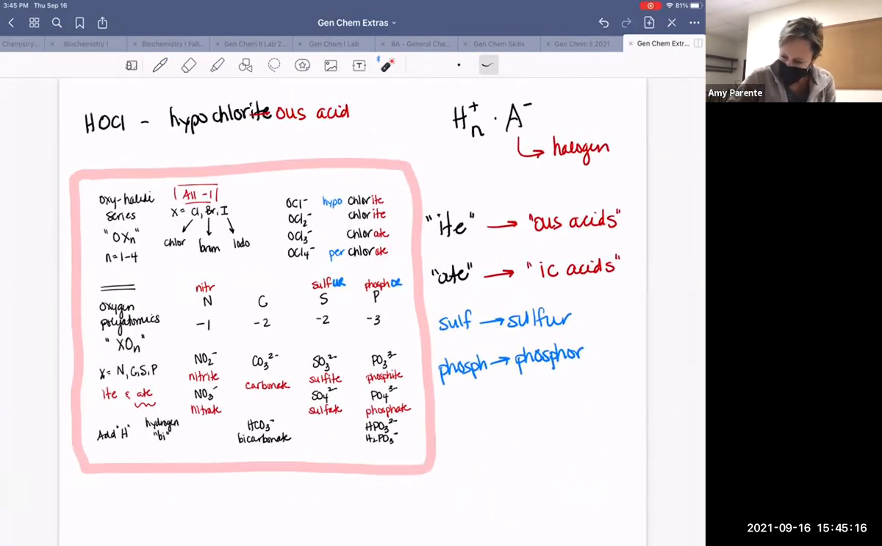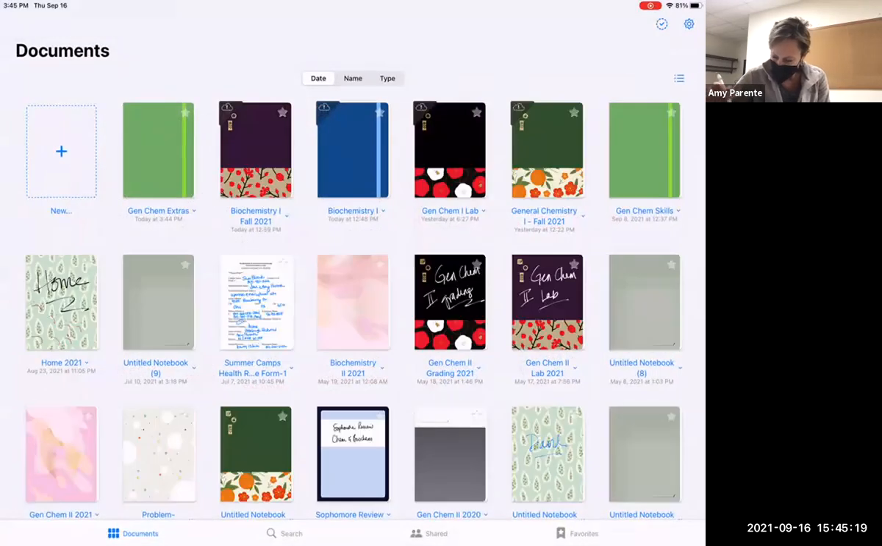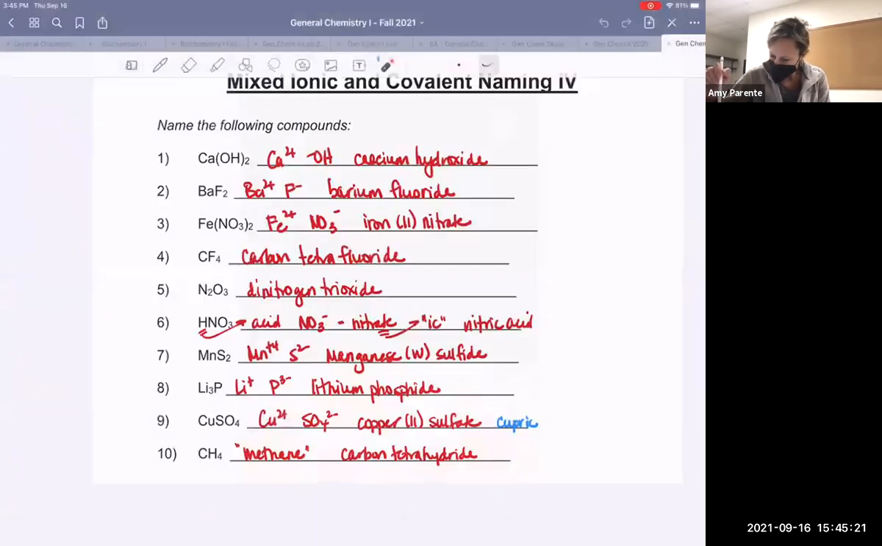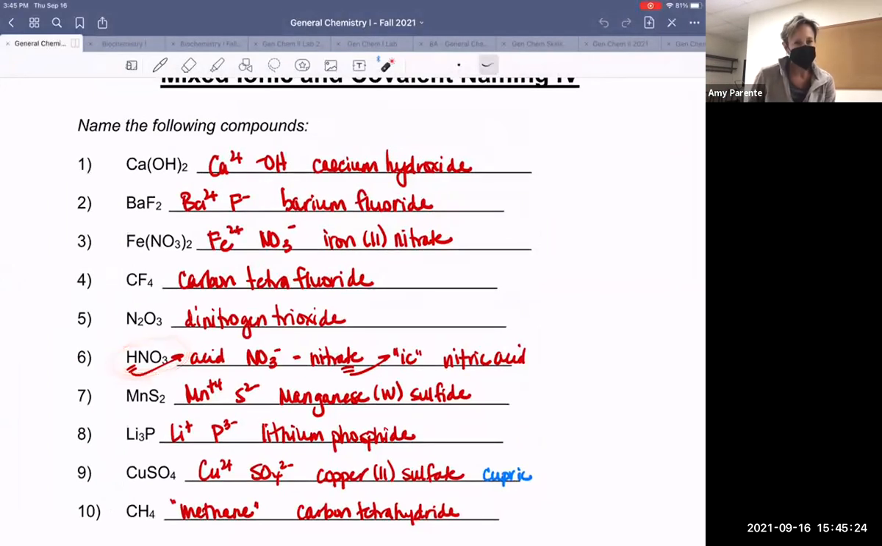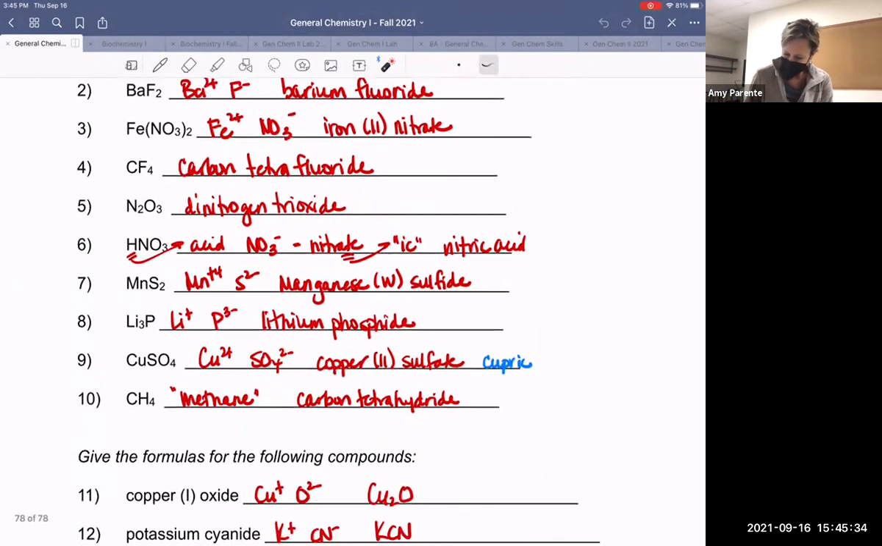All right, so let me come back here to the problem that we were just working on. This guy right here came from nitrate. So the ATE means it becomes nitric acid. We've got manganese for sulfide. We've got lithium phosphide, copper 2 sulfate, which you could also name as cupric sulfate. Now, if you were using that cupric prefix, you wouldn't want to put the Roman numerals in because that cupric versus cuprous tells us that it's +2 and not +1.